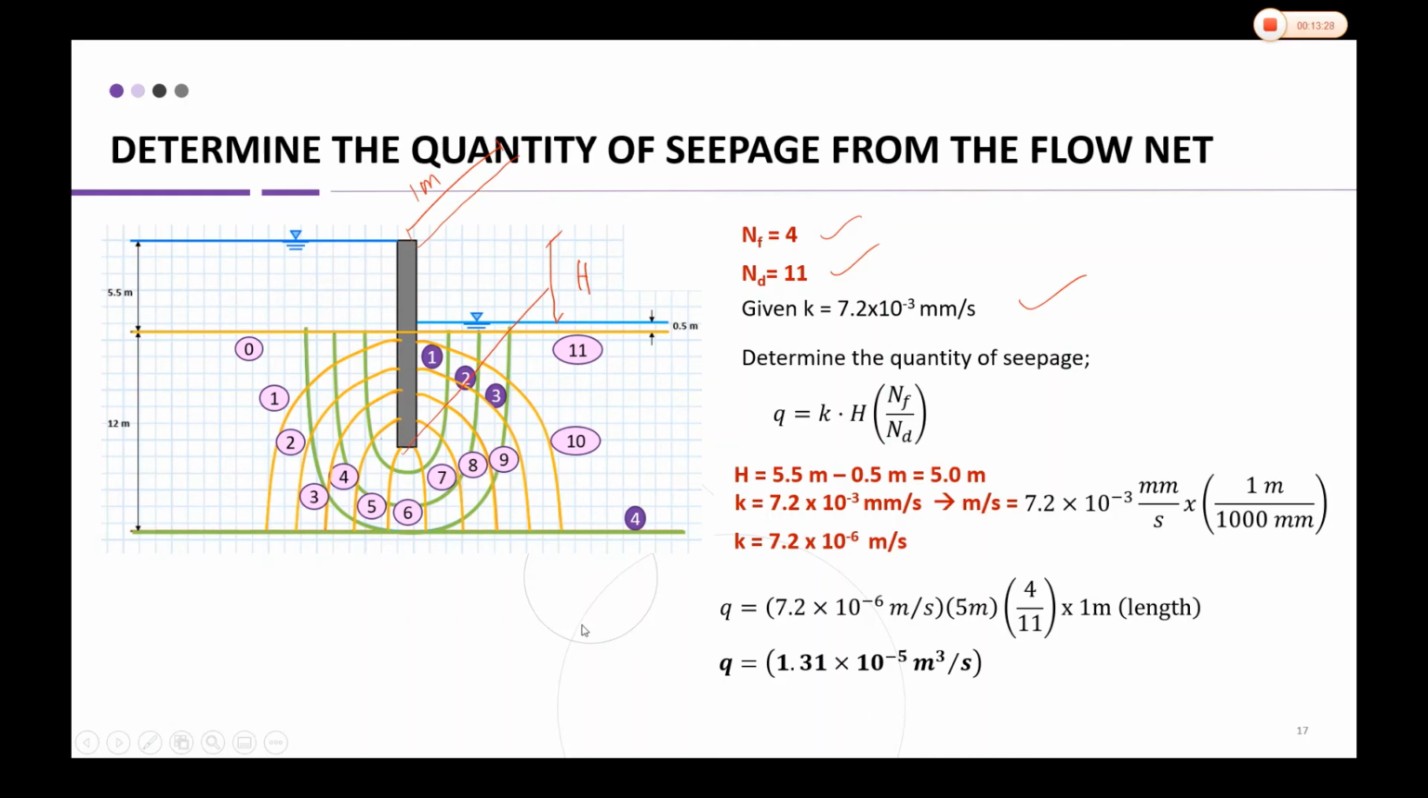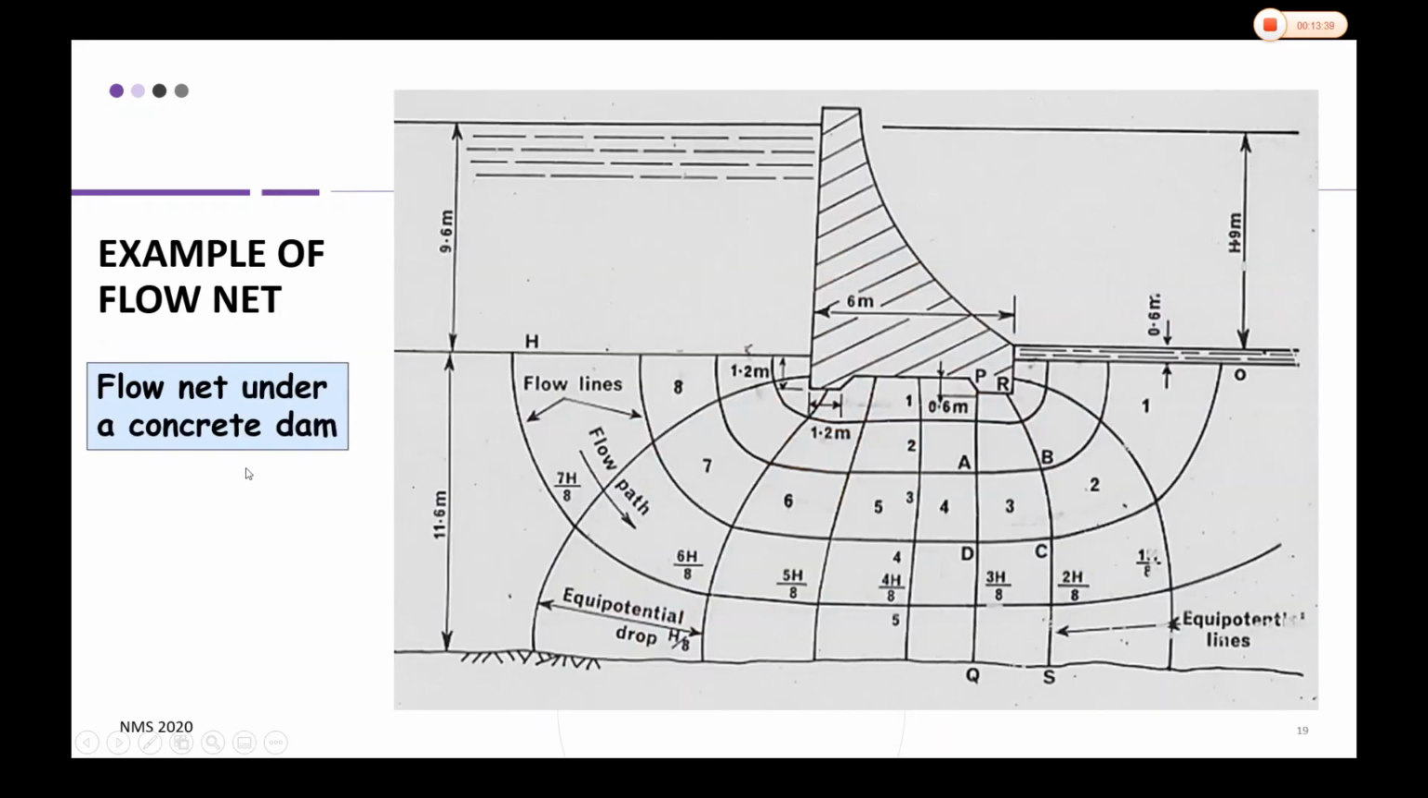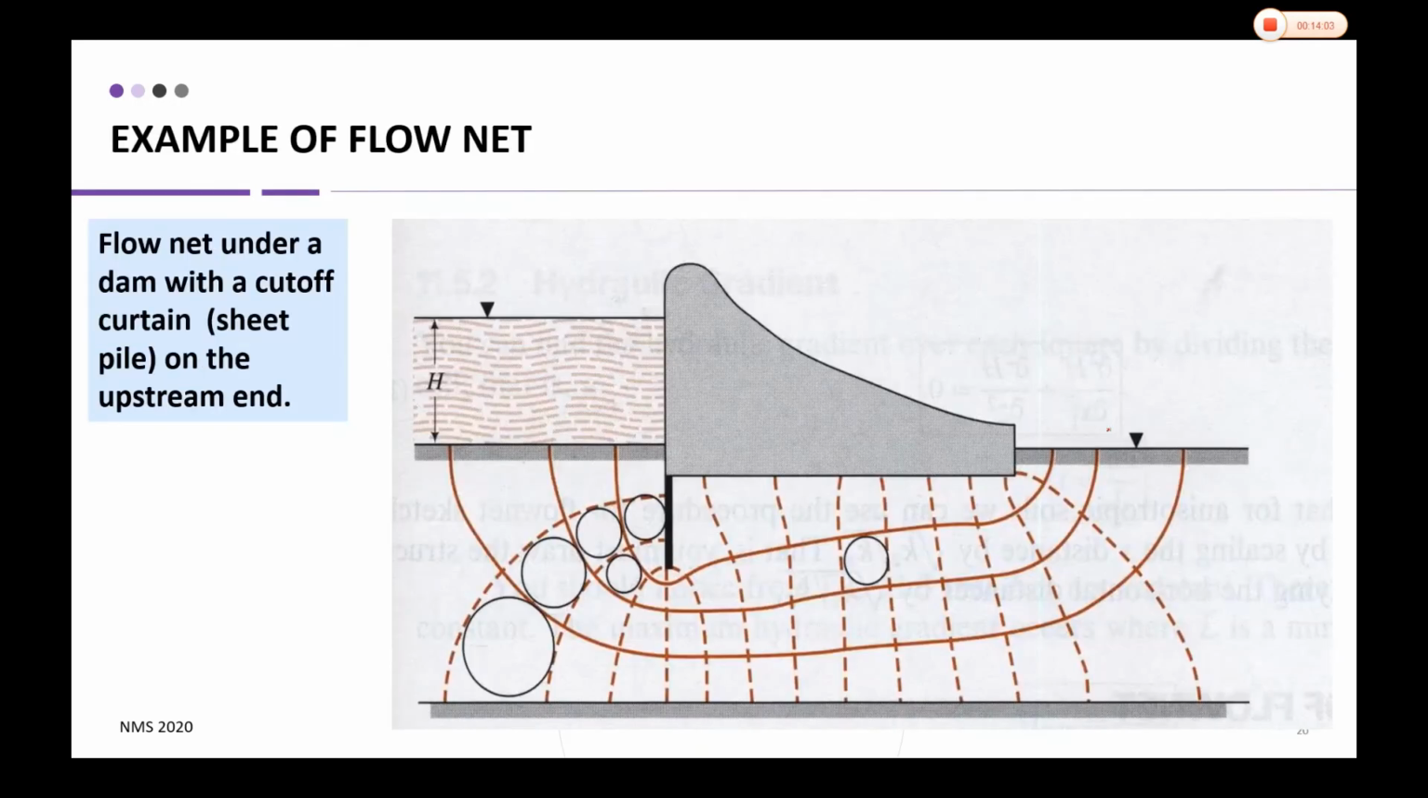Alright, I will show you a few examples of flow nets. This is an example of another flow net under the seepage. Also this is another example of the flow net under a concrete dam. How they draw the flow net is basically the same. The seepage or the flow net will be based on the concrete dam. You can see the example and also how they get the equipotential line.